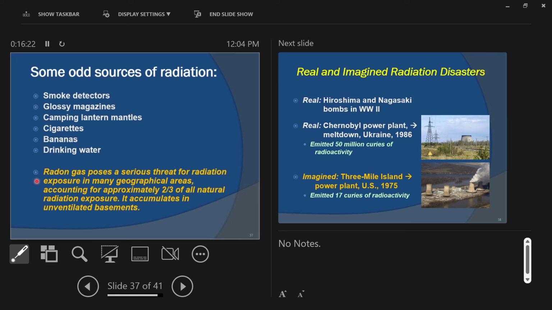Radon gas is accounting for the majority of all natural radiation exposure. And it's in higher quantities near places where there's large rock formations. So near mountains, there's larger amounts of radon. And it comes from the idea that there is higher quantities of other radioactive materials that decay and become radon.